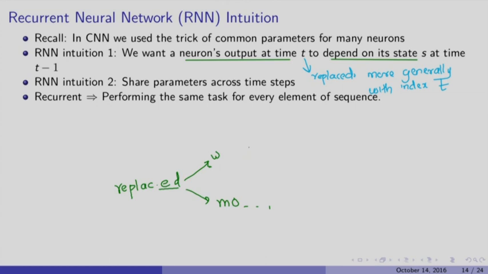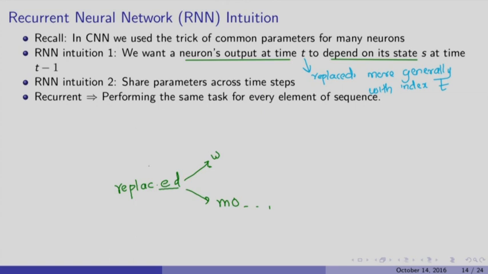So as you can see, we want a neuron's output at time t to depend on its state s at time t minus 1. We also want it to depend on any inputs that have been seen at the current time step directly. Inputs or signals from the previous time steps or previous position indices will be only indirectly reflected through the state at the previous indices.